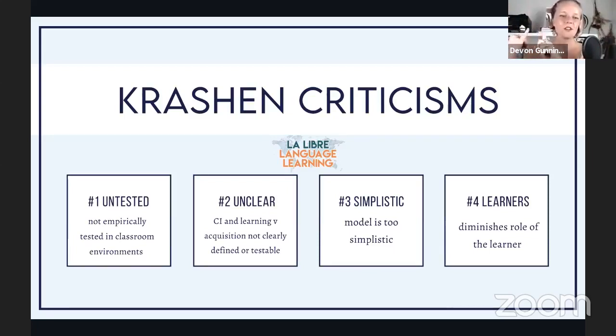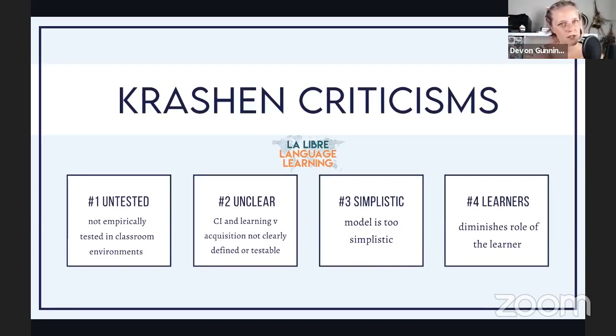Number one, it's untested. What this means is it's not empirically tested in classroom environments. And by the way that the theory is written, it honestly can't really be tested that well in classroom environments. Number two, it's kind of unclear. CI and learning versus acquisition is not very clearly defined or testable, which roots back to number one. Number three, the model is very simplistic, maybe too simplistic. And number four, learners. It diminishes the role of learners in your classroom.